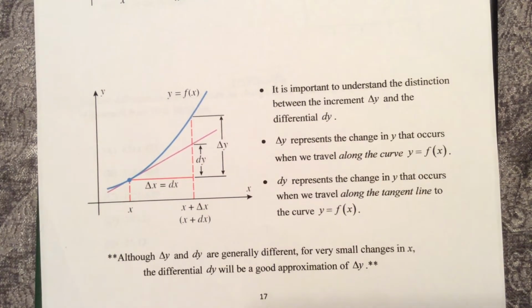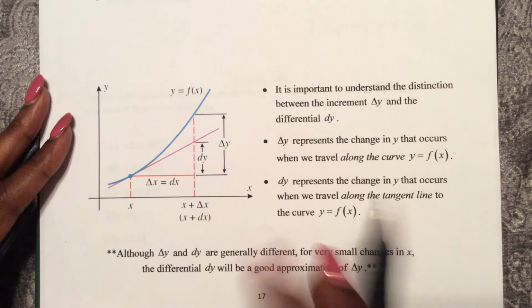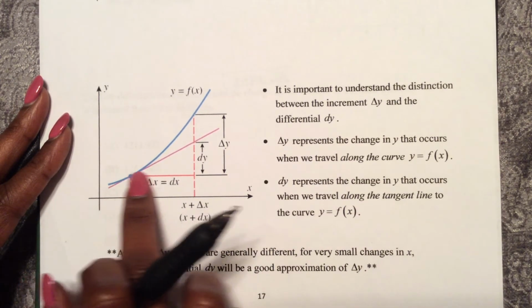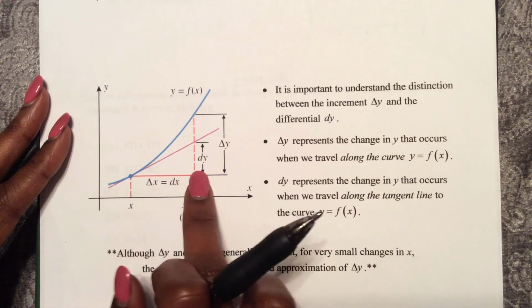Delta y represents the change in y that occurs when we travel along the curve itself. Dy represents the change in y that occurs when we travel along the tangent line. So let's look at the difference. We're always going over dx or delta x, that doesn't change.